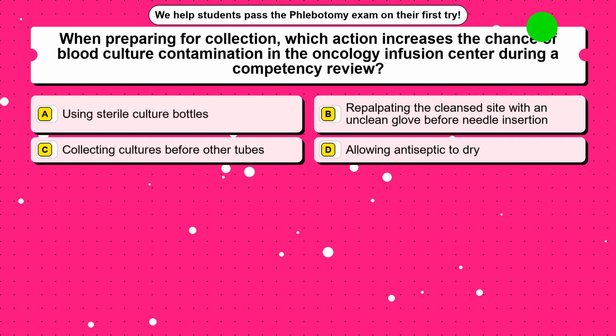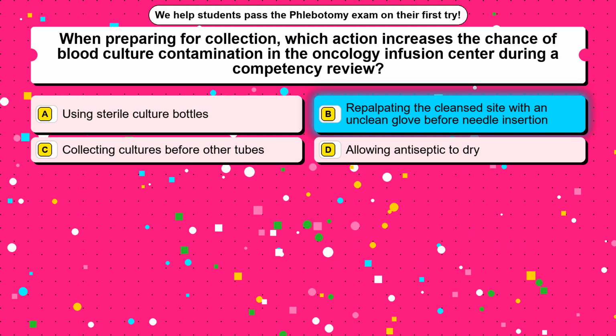Question 86. When preparing for collection, which action increases the chance of blood culture contamination in the oncology infusion center during a competency review? Option A. Using sterile culture bottles. Option B. Replicating the cleansed site with an unclean glove before needle insertion. Option C. Collecting cultures before other tubes. Option D. Allowing antiseptic to dry. The correct answer is option B.